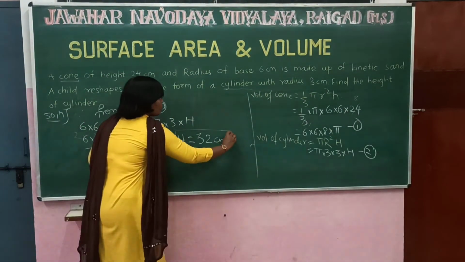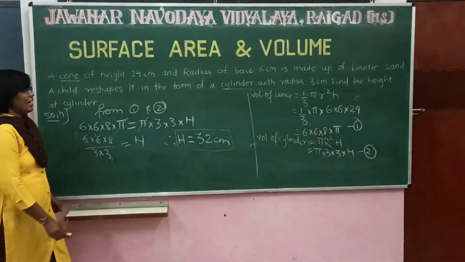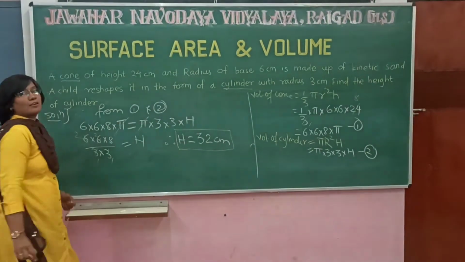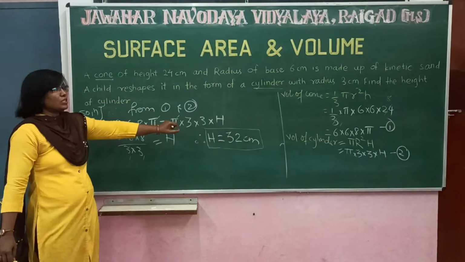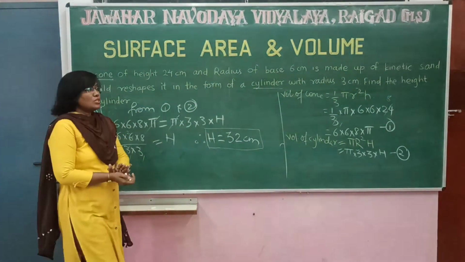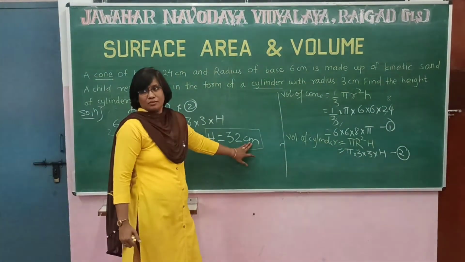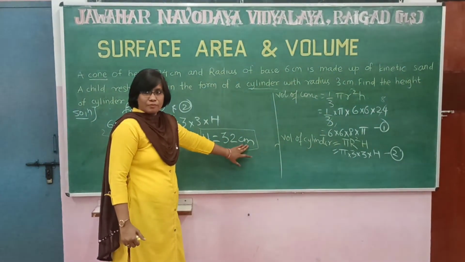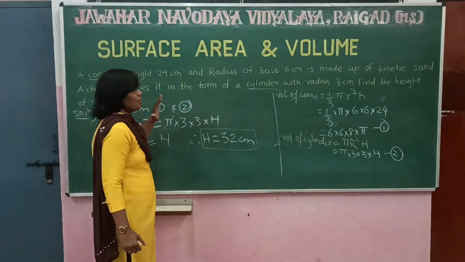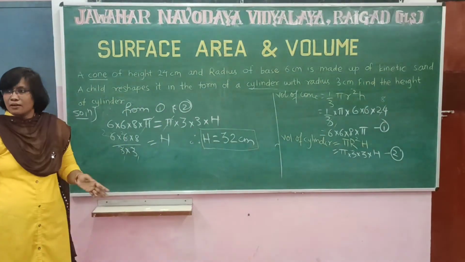32 centimeter, we got the value of the height of the cylinder. Last statement you have to write: therefore the height of the cylinder is equal to 32 centimeter. Students, you have to mention the unit. Whether it is centimeter or meter, it is very, very necessary. Is the way of solving this problem clear?